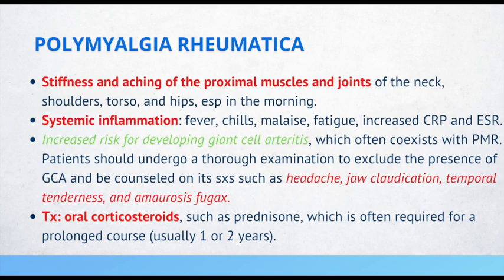So this is very important. When you're thinking about polymyalgia rheumatica, you have to think about the potential for developing GCA. These conditions often coexist. Patients should undergo a thorough examination to exclude the presence of GCA and be counseled on its symptoms, for example, headache, jaw claudication, temporal tenderness, and amaurosis fugax. To treat polymyalgia rheumatica, you can give oral corticosteroids such as prednisone, which is often required for a prolonged course, usually 1 or 2 years.